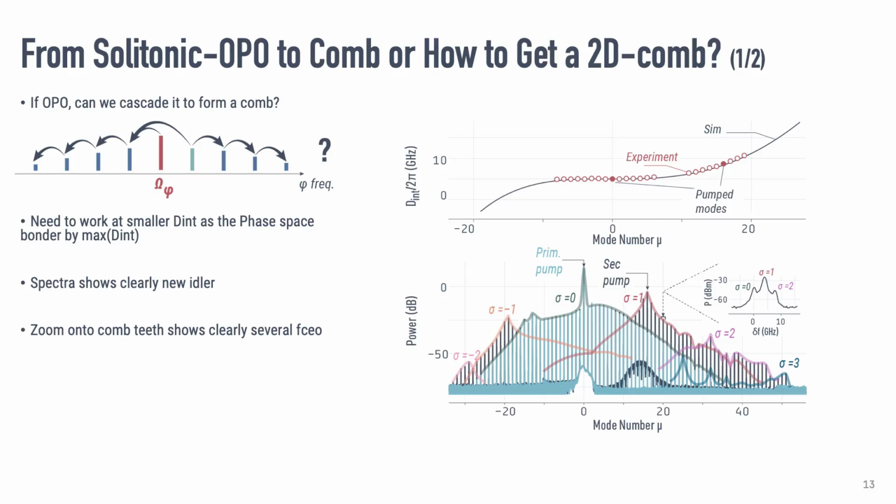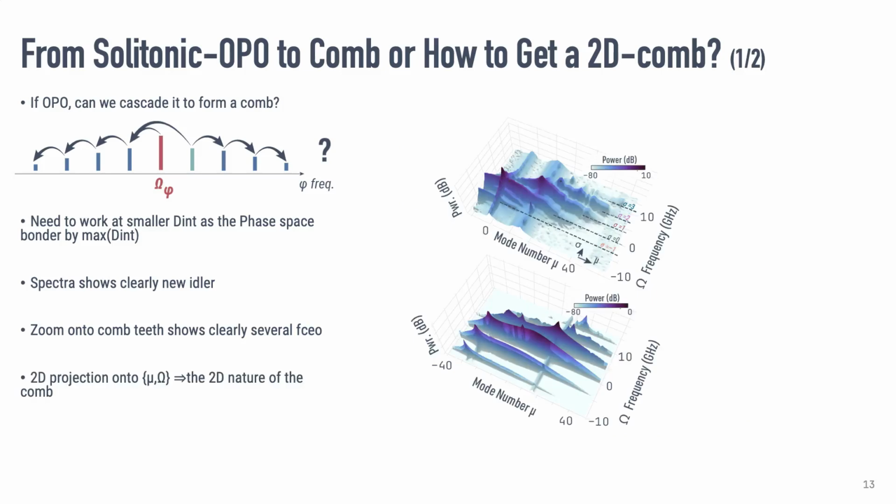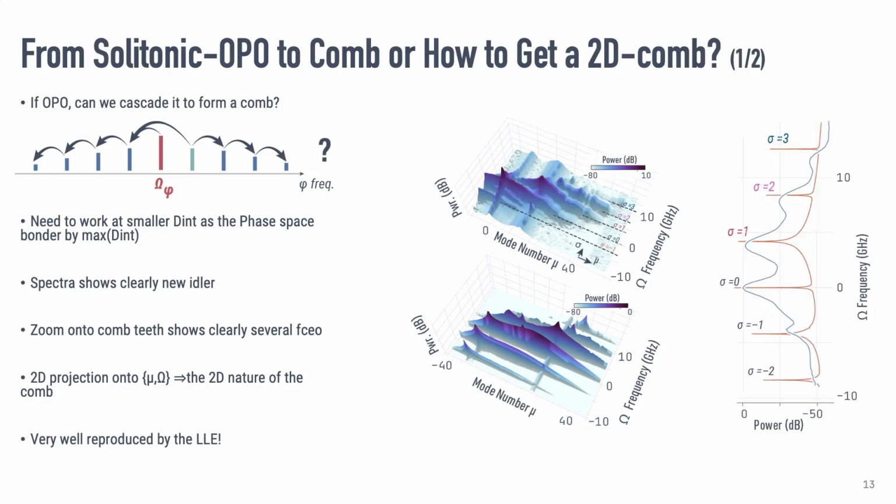And actually, if you look at all the different components, there are many more than just 2 or 3. You can project it again in this 3D plot. As you can see, you have many combs. And that's basically a 2D comb in both the mode number and this phase velocity dimension, which is a frequency carrier offset. Reproduce it with the LLE again, and if we do the integral over mu, you can see that the LLE and the experiment match very well.